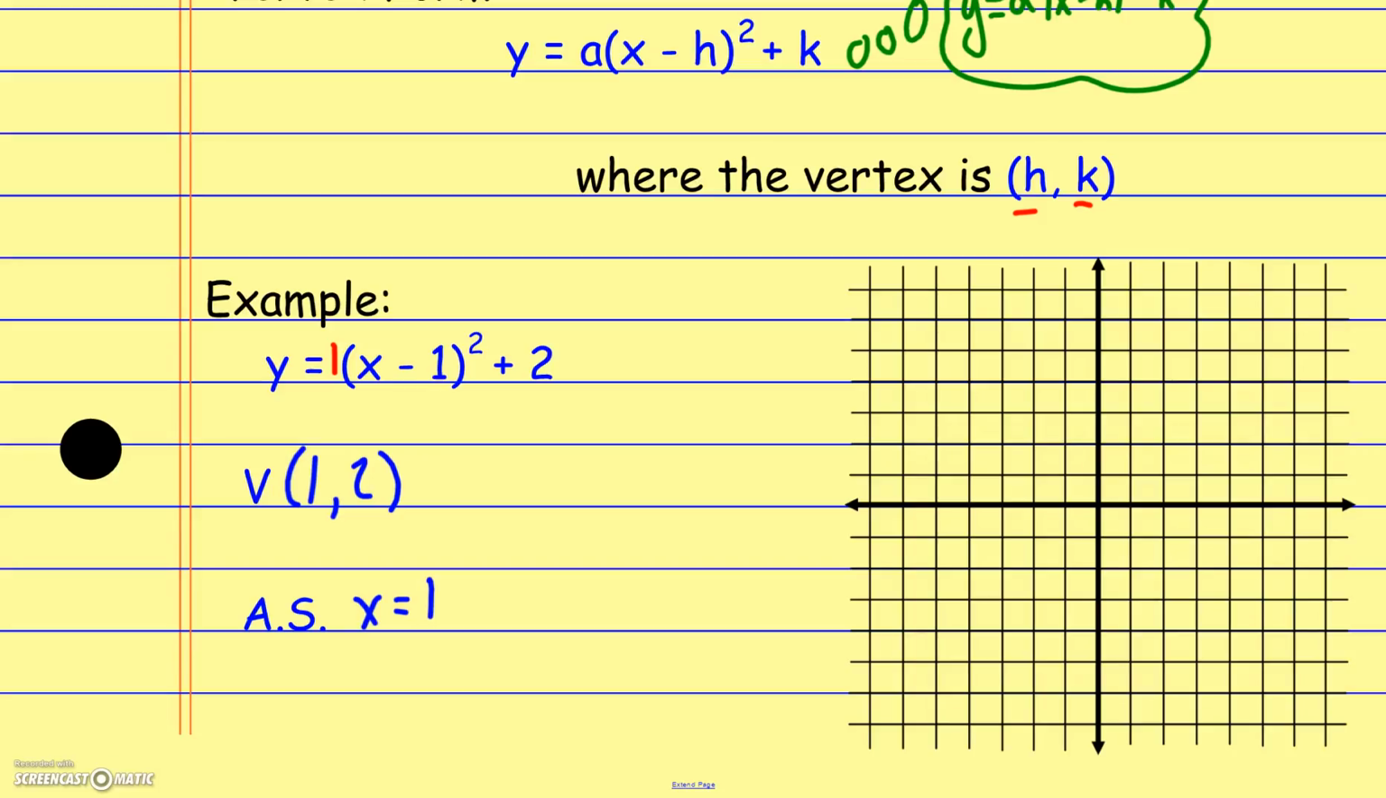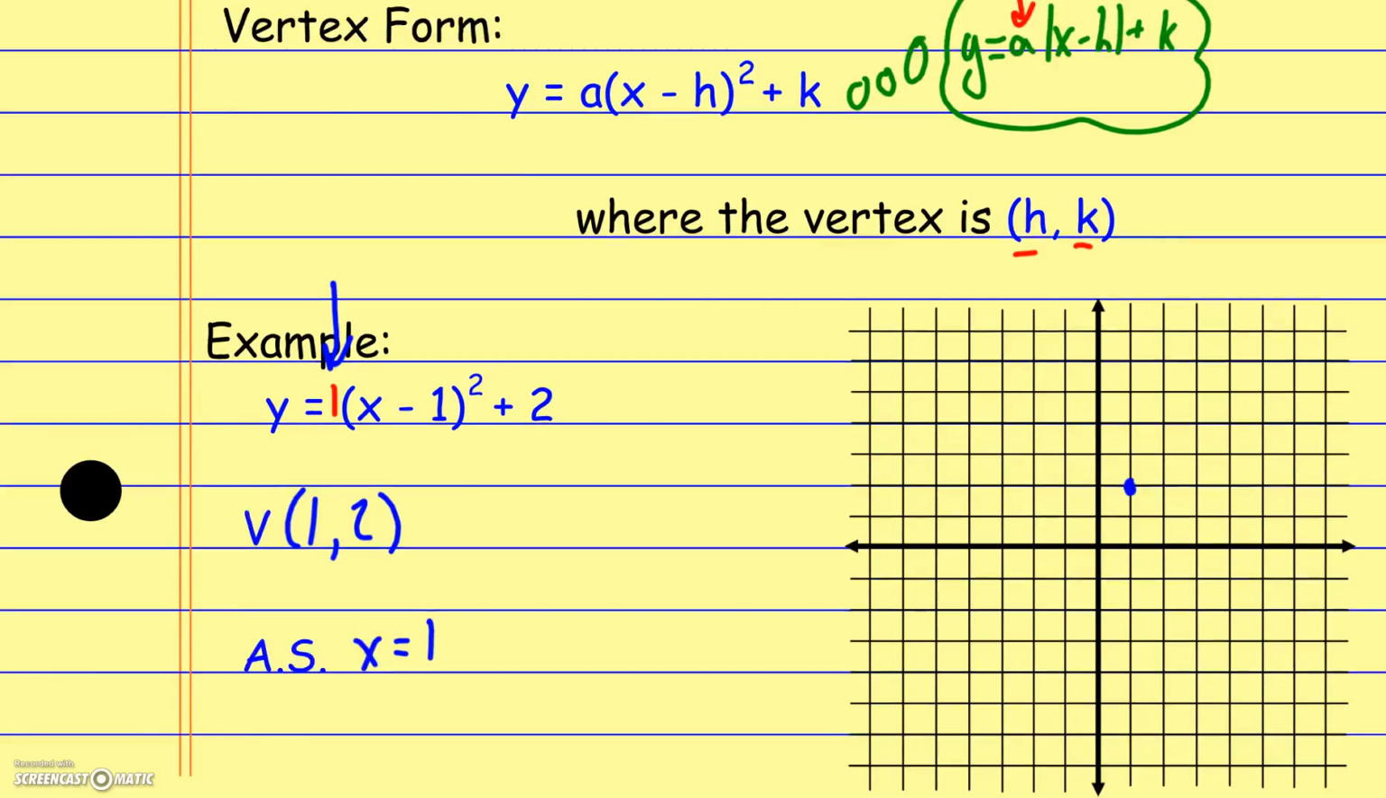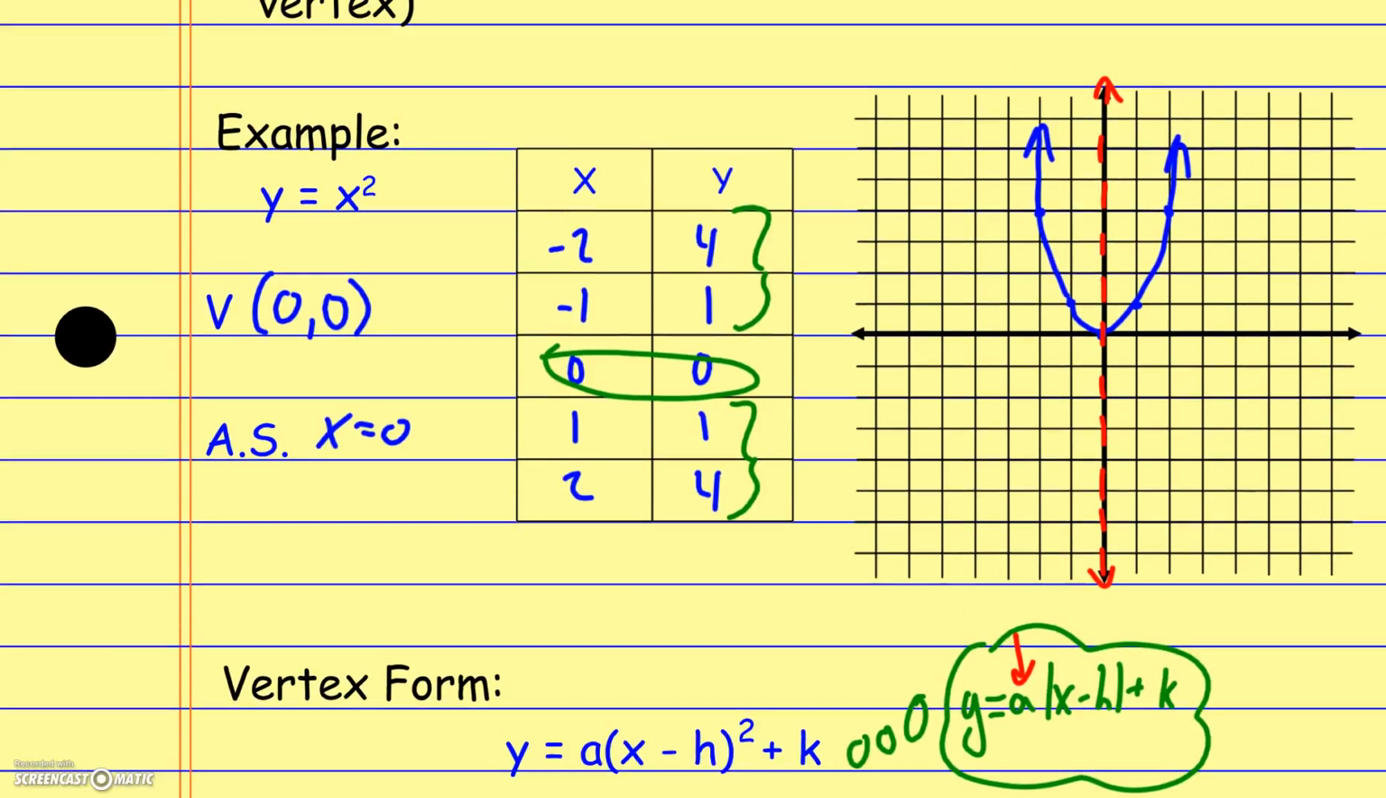And so when I go to graph this thing, I've got this vertex of (1, 2). So (1, 2) is right here. And since the a value is positive, I know this thing is going to open up. And since it's a +1, it's going to be my standard width. And when I look back at the previous example, this is my standard width. So this is showing me what my standard width is.